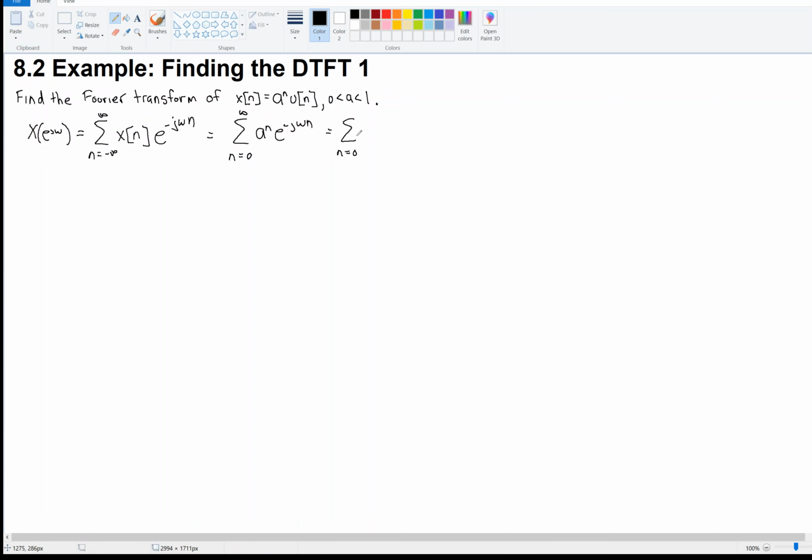The strategy I have for solving this sum is to use the infinite sum formula. And so to do that, I need something to the n power, but I notice that a to the n and e to the minus jωn, they're both raised to the n. So I will write a times e to the minus jω, to the n, like that.